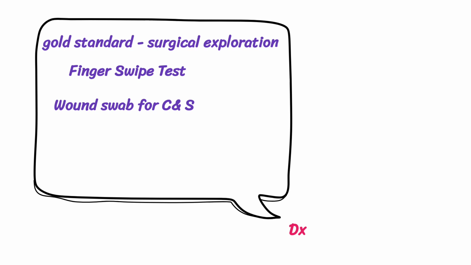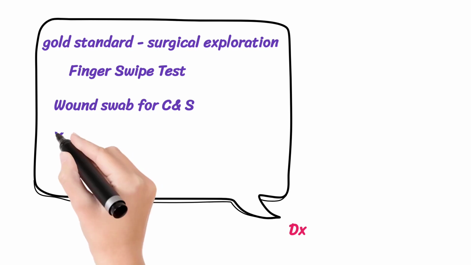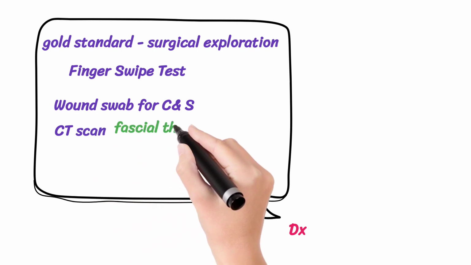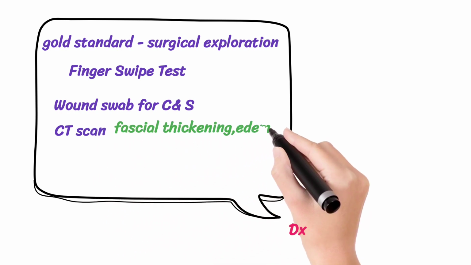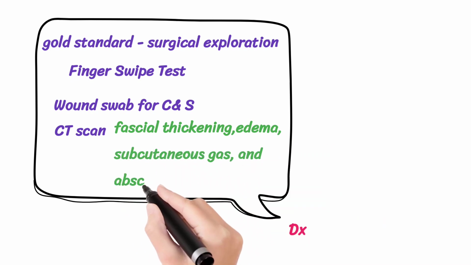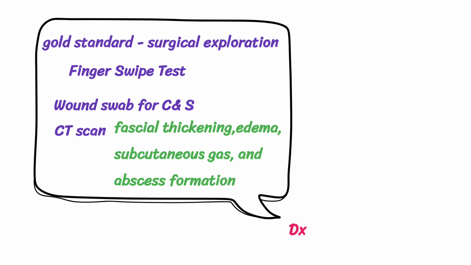And next, we have wound swab. You do a wound swab and you take it for culture and sensitivity to determine the appropriate antibiotics to administer. In CT scan, you can see fascial thickening, edema, subcutaneous gas, for example in gas-producing organisms, that is anaerobic, or abscess formation.